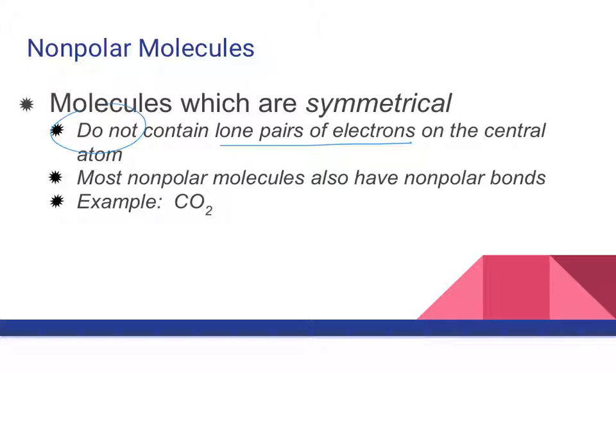A very common nonpolar molecule is carbon dioxide. We talked about this. This is a molecule that's going to have some double bonds. If I were to draw the Lewis structure for carbon dioxide, I would end up with this. Once again, we're focusing in on that central atom, and this carbon has two bonds on each side coming out of it for a total of 4 bonds. There are no lone pairs on the central atom, and so therefore we would classify CO2 as a nonpolar molecule.